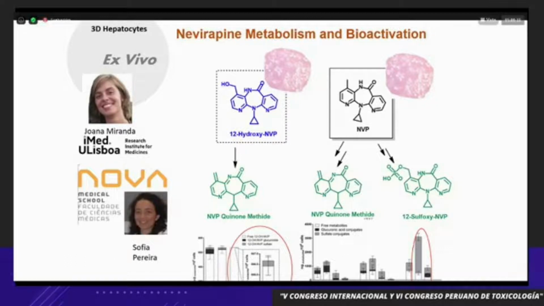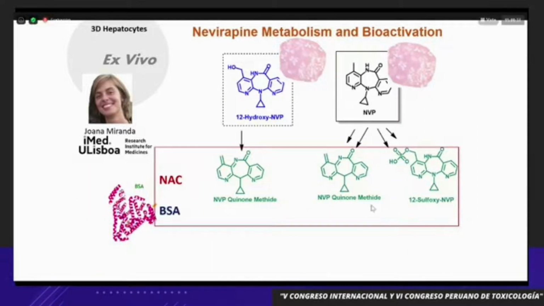So this suggested that most probably nevirapine or any other of its metabolites could have a role in inducing the activity of sulfotransferases in order to produce the 12-sulfoxynevirapine. So once we had this result, in the nevirapine incubation, we had both the 12-sulfoxy and the quinone-methide, and in the 12-hydroxynevirapine incubations, we had the quinone-methide.